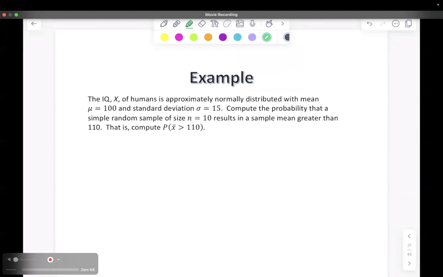All right. Okay, here's another example, and I want you to try this one without me, and I will work quietly behind you. So once again, we're at IQ scores. I want to compute the probability that a simple random sample of size 10 results in a sample mean greater than 110. So if I take a random sample of 10 people, what's the probability that their average IQ is greater than 110?